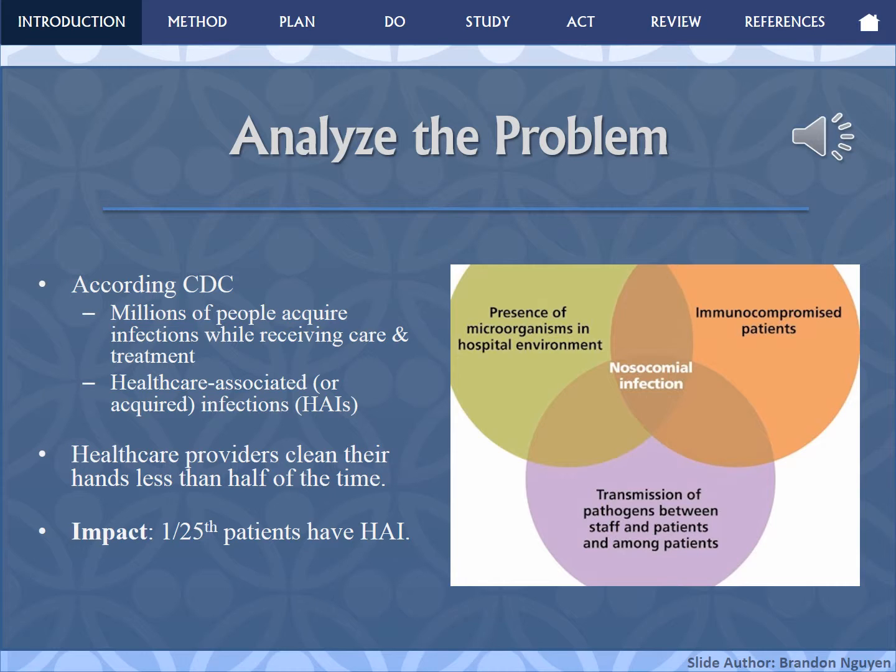With that said, according to the CDC, each year millions of people acquire infection while receiving care or treatment in a healthcare organization. Healthcare-associated infection is the biggest issue affecting many patients today. On average, healthcare providers clean their hands less than half the time they should. As a result, one out of every 25 hospital patients has at least one healthcare-associated infection. Thus, the best way to reduce HAI is by improving the hand hygiene process for healthcare staff.